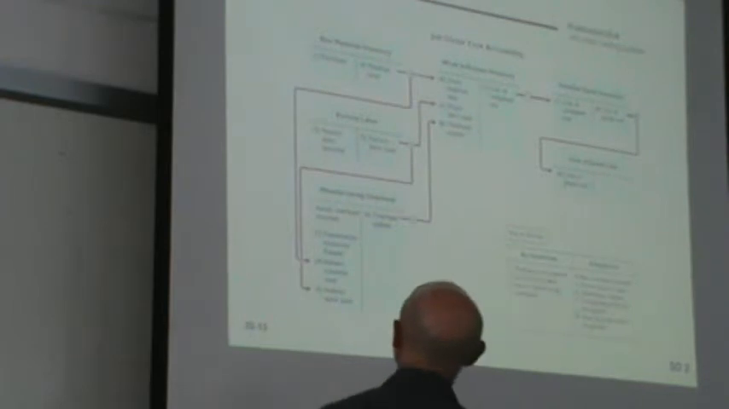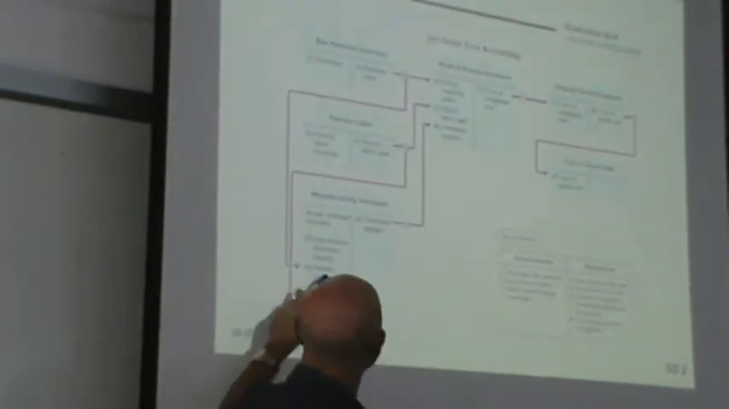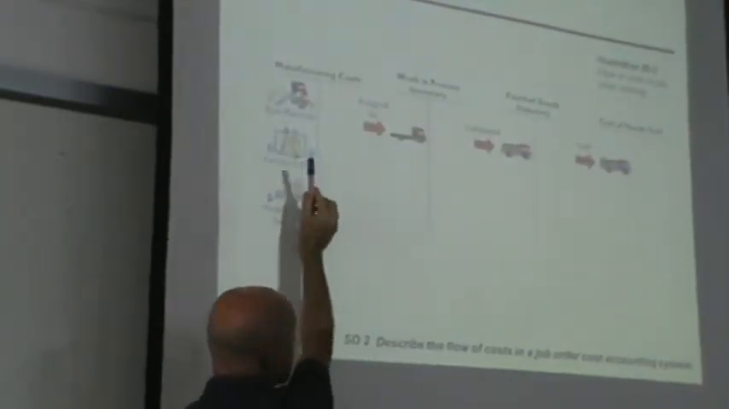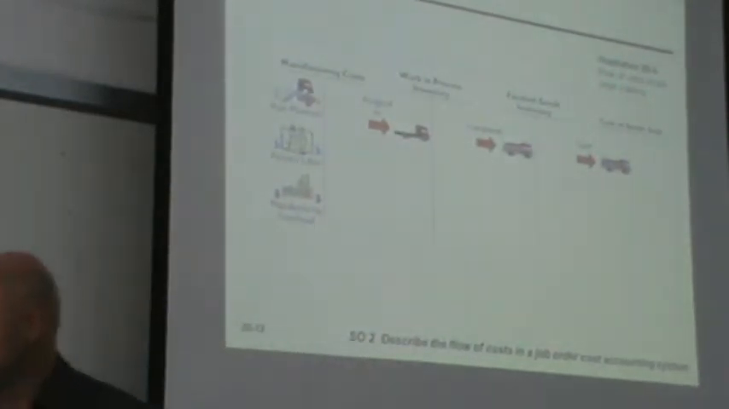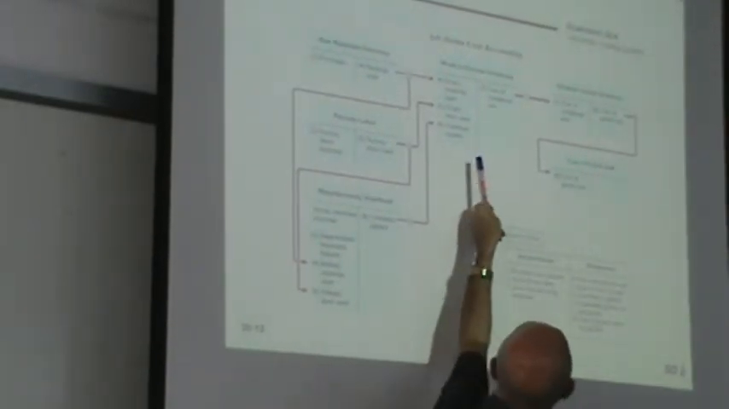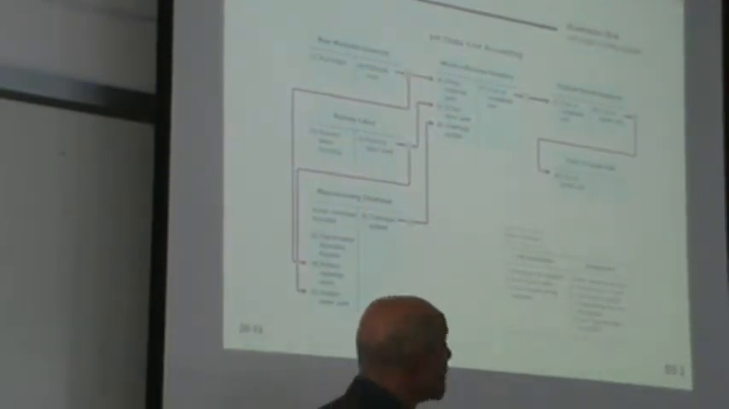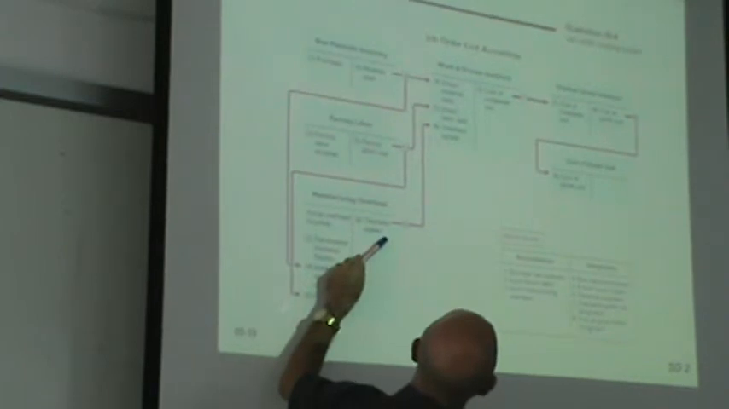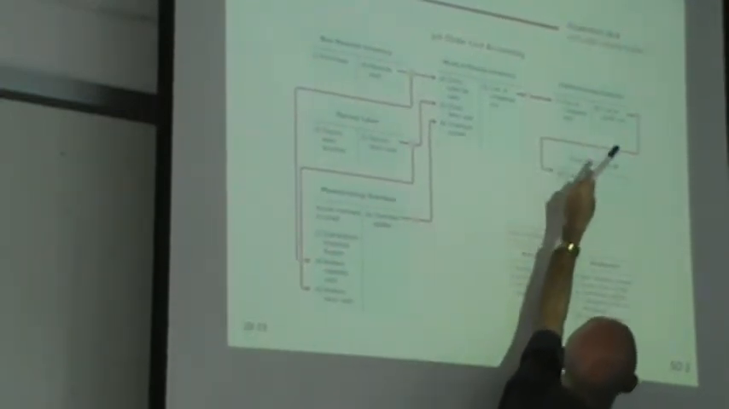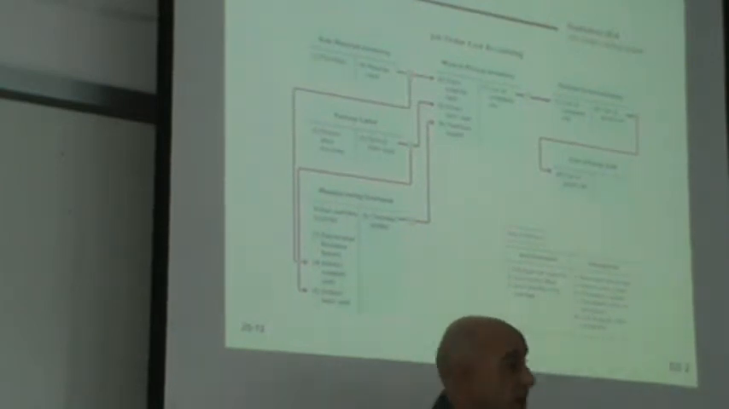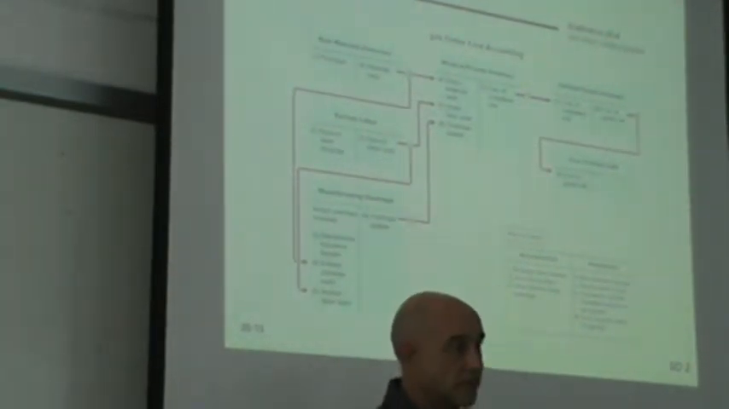Okay? So you see here, you got the first part: materials, factory labor, manufacturing overhead. These three, let me go to the previous slide, correspond to this part. This work in process inventory corresponds to this work in process inventory. Finished goods to finished goods. So before we said step one, step two, step three. All of this here is step one, up to here. This is step two, and this is step three. So step two is only this one here, and step three is only this one here. And all of this is step one.